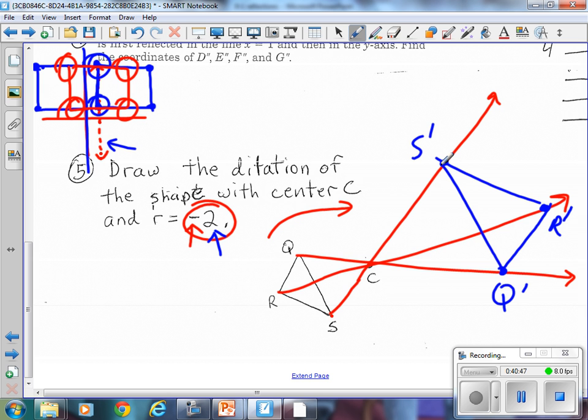Our new shape should look something like that blue one right there. Looks like it's about twice the size. We jumped over C, so that's where the negative came into play. And it looks about the same shape. So if you copy these down and turn in that test, I'll give you some extra points.